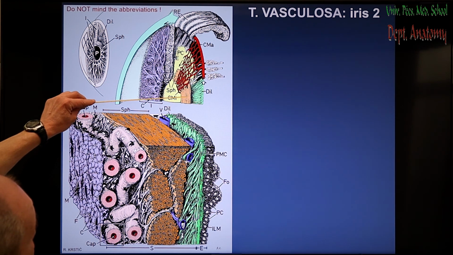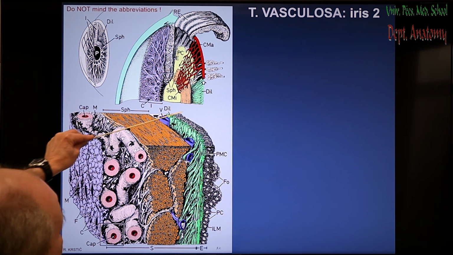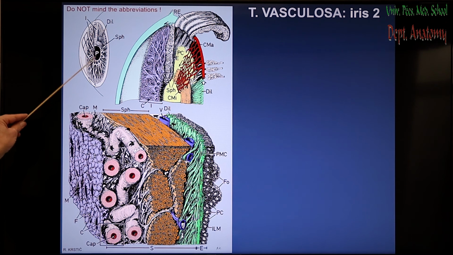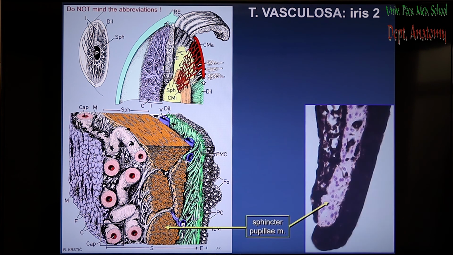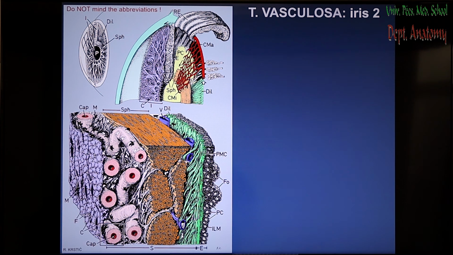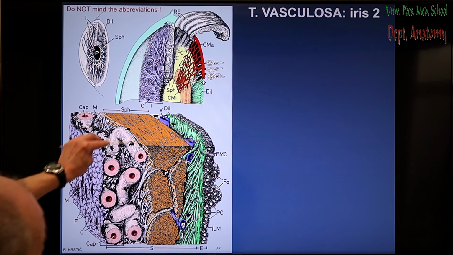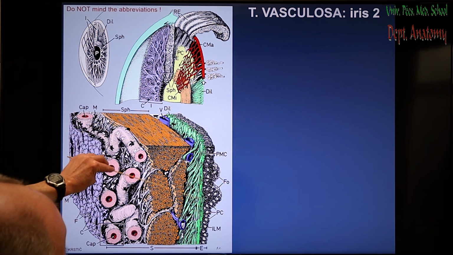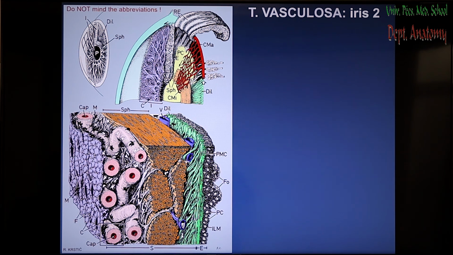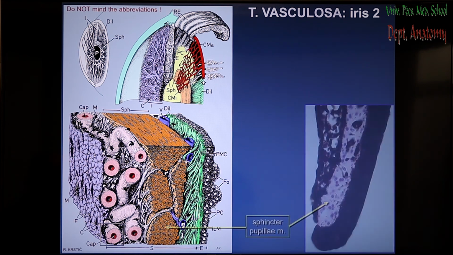And of course, because they are circularly going by contraction, they can reduce the diameter of the pupil. So this should be called the sphincter of the pupil, sphincter pupillae muscle. Behind it, there are contractile processes, but these processes are radial processes of pigmented epithelial cells. So we should consider this as a myoepithelium.